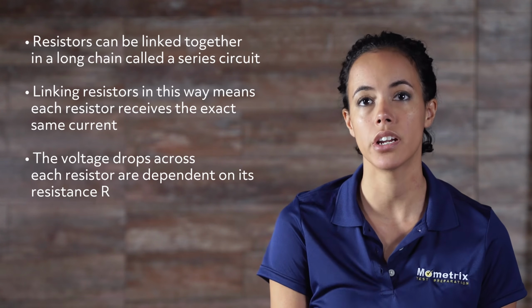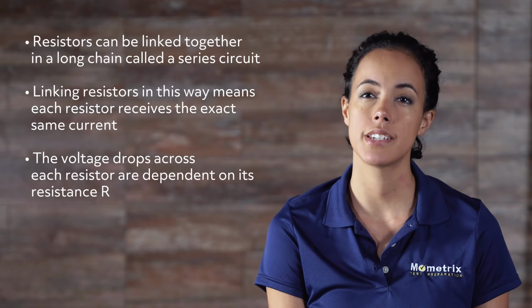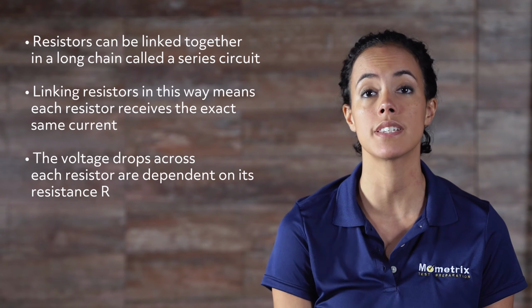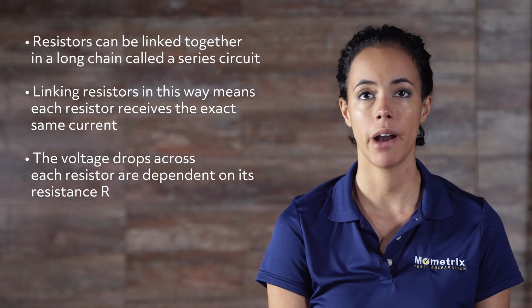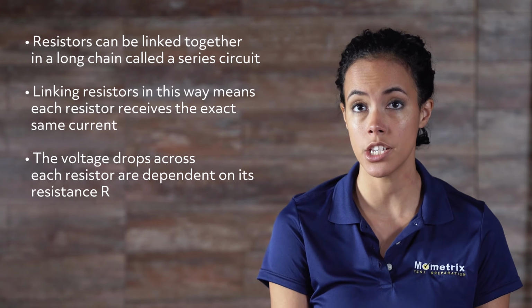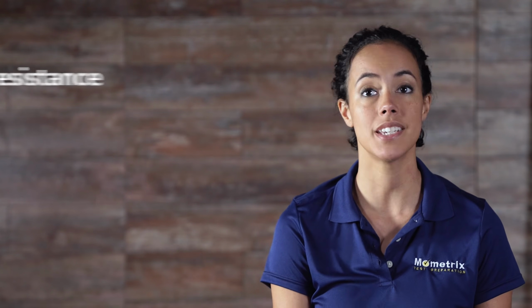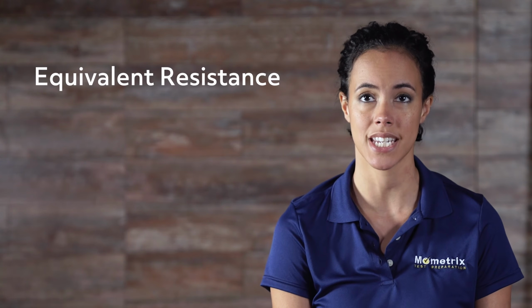Resistors can be linked together in a long chain. This is called a series circuit. Linking resistors in this way means each resistor receives the exact same current. However, the voltage drops across each resistor are dependent on its resistance, R. Suppose we have 3 resistors in a row, R1, R2, and R3. We would like to replace these 3 resistors with only one resistor that has the same resistance as the original series. This is called an equivalent resistance.